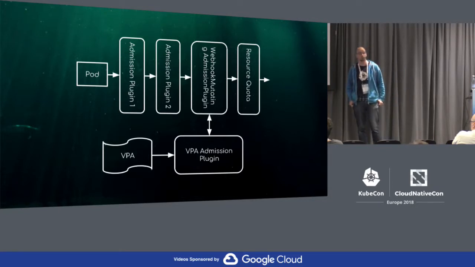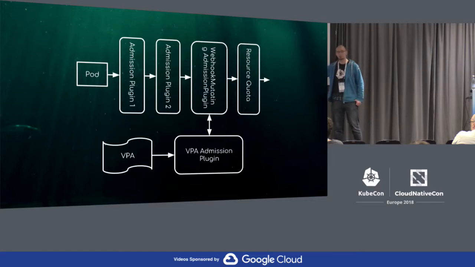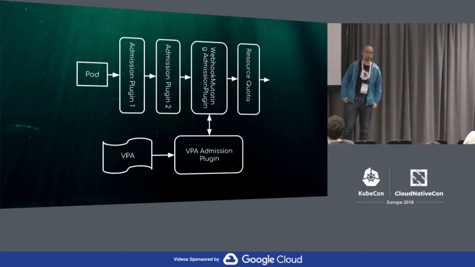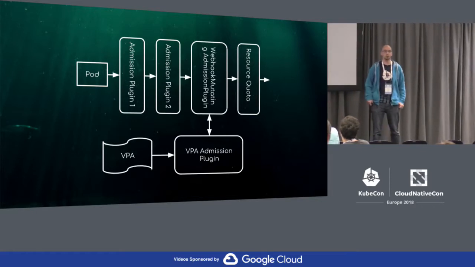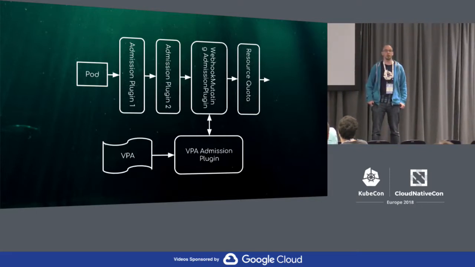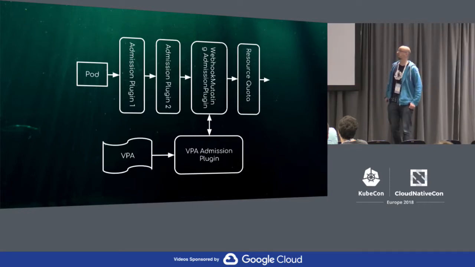So when we create a pod, it goes through the admission plugin chain, and it also goes to our plugin. In this plugin, we check what the currently configured vertical pod autoscalers are and what their recommendations are, and if the new pod is the subject of some of these vertical pod autoscalers, we update its requests, and then let the pod go through the rest of the chain.